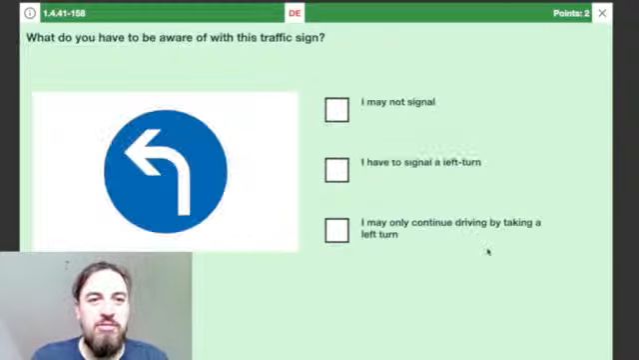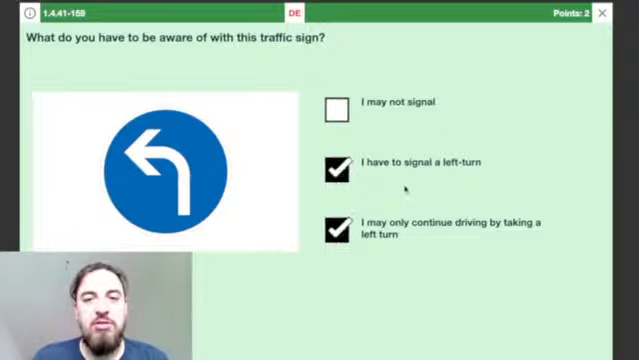What do you have to be aware of with this traffic sign? I may not signal. I have to signal a left turn. I may only continue driving by taking a left turn. So you have to signal and you're just allowed to turn left.